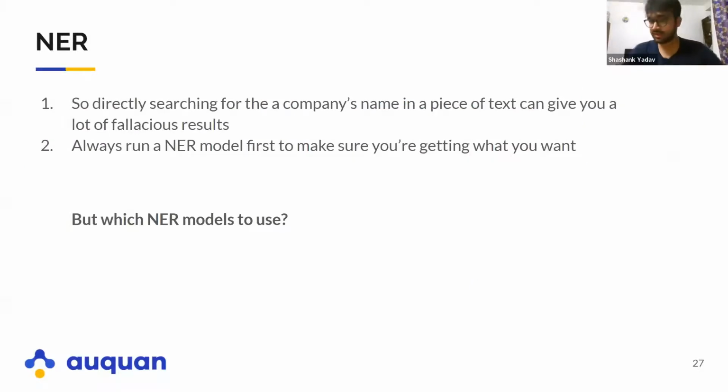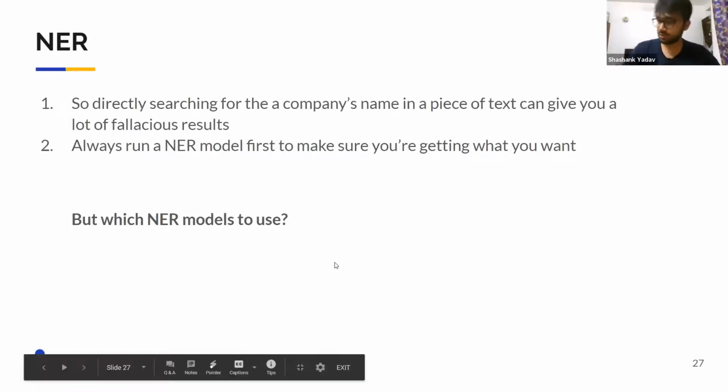So what we have established so far is that directly searching for a keyword related to a company or a person can give you a lot of fallacious results. And so you always need to run an NER model first to just be sure that what you are searching for is actually what you are searching for. Then let's look at what NER models to use. We have just talked about what we'll get out of those NER models.